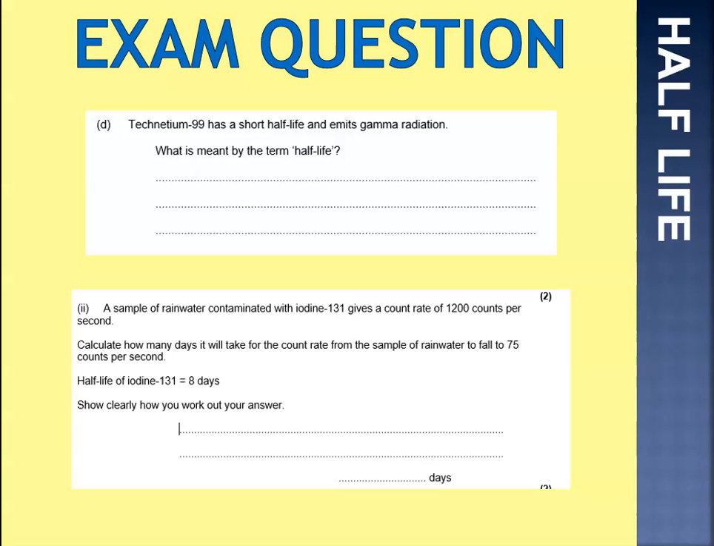And a sample of rainwater contaminated with iodine-131 gives a count rate of 1,200 counts per second. Calculate how many days it would take for the count rate from the sample of rainwater to fall to 75 counts per second. Half-life of iodine-131 is 8 days, and show how you work out your answer. Pause the video while you do that.